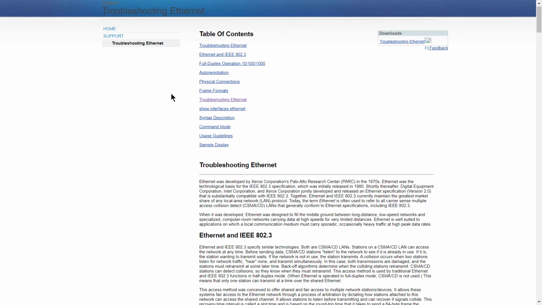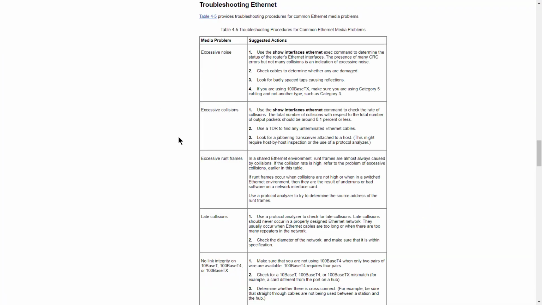And on this URL, you need to go to the troubleshooting Ethernet section, and there you need to go to late collision. And if you see, you can use a protocol analyzer to check for the late collision. Means if you want to troubleshoot the reason for the late collision, you can use a protocol analyzer, but it is defining a bit more. Okay, what are the reasons? We need to know what are the reasons that cause the late collision.